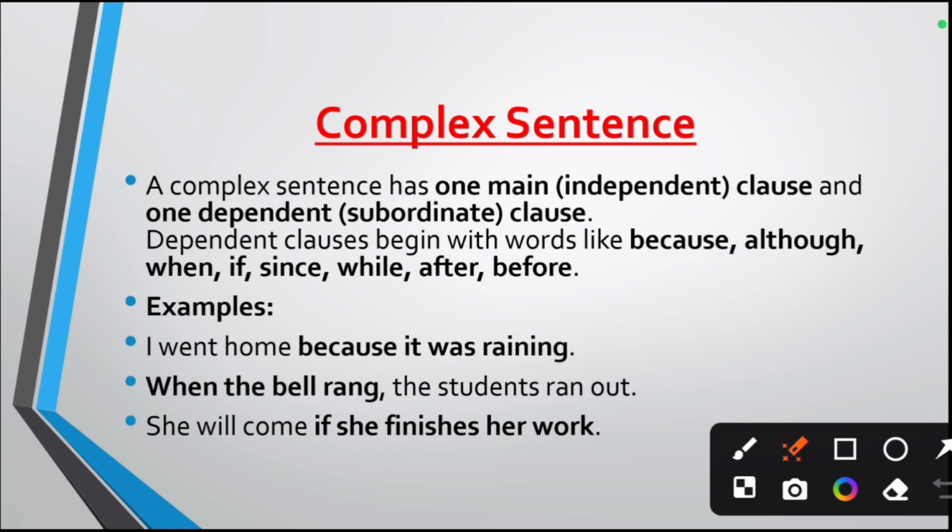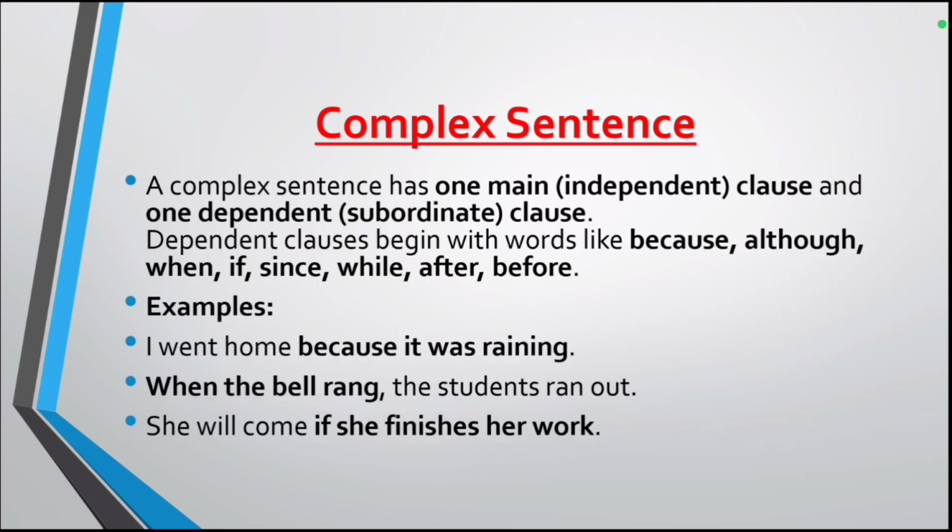In a compound sentence, both are independent clauses. But in complex sentences, one will be independent and one will be dependent. When the bell rings, this is dependent. The students ran out. If we say the students ran out, then the listener can easily understand the meaning. But if we say when the bell rings, they will wait for the sentence to complete. That is why this is the subordinate clause and this one is the main clause.